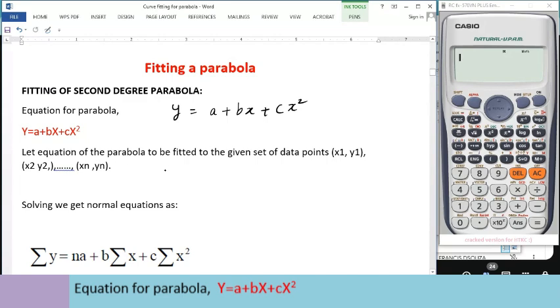Let the equation of the parabola to be fitted to the given set of data points. Please remember, students, the data points will always be x1 y1, x2 y2, dot dot dot, till xn yn. These data points are given in the form of a table. In the table, please remember, they always give x and y points. For all the x and y points, we have to solve this using the normal equation.